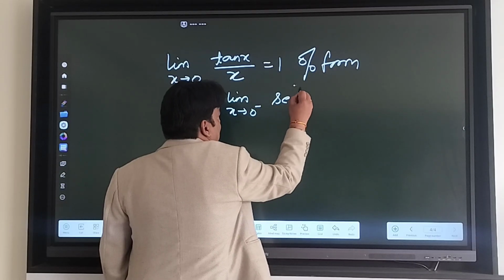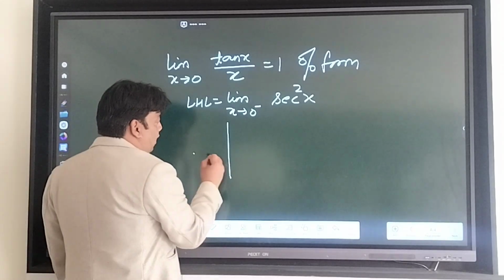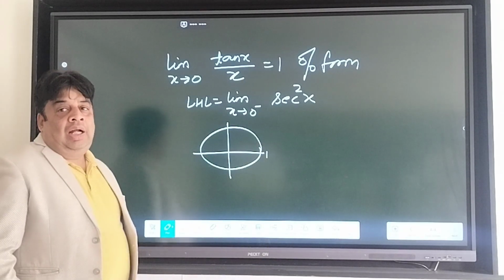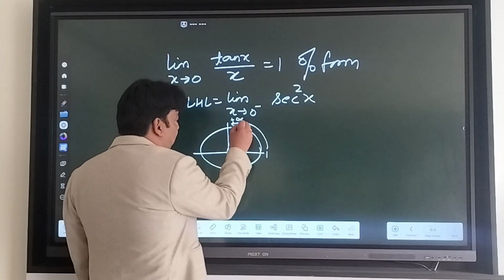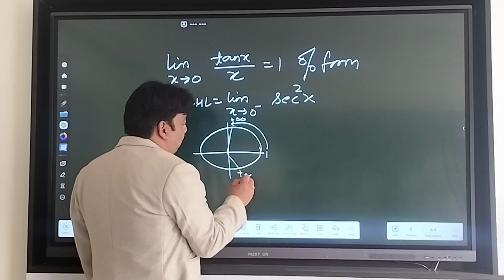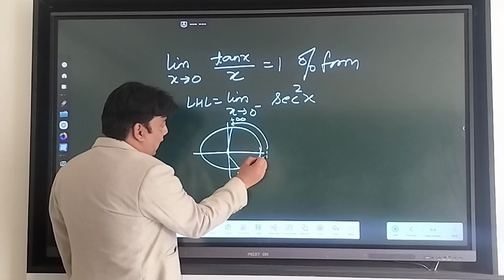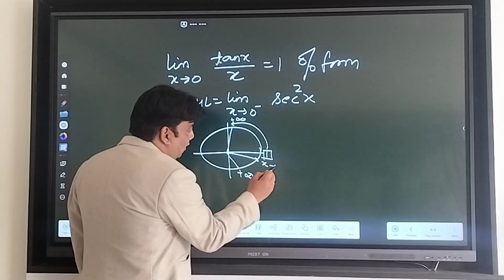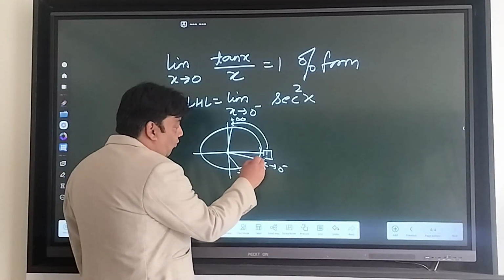Differentiate numerator and denominator separately. You get sec square x. Now sec 0 is what? 1. Sec 90 degree is undefined. So from here to here it moves to plus infinity. From here to here it also moves to plus infinity, right? So as soon as I say x is tending to 0 minus, so here it was 1 at x equals to 0. 0 minus is here, a value lesser than 0. So sec x is moving from 1 to infinity.